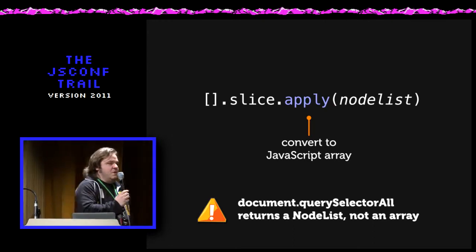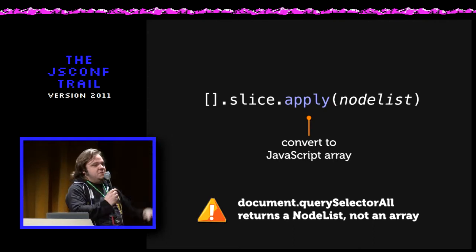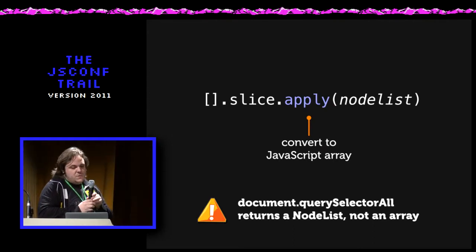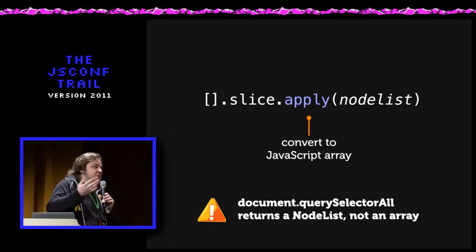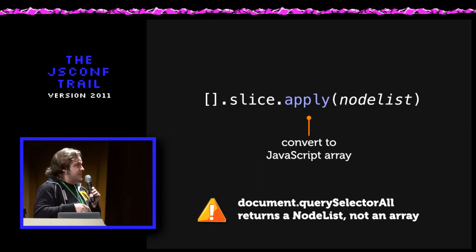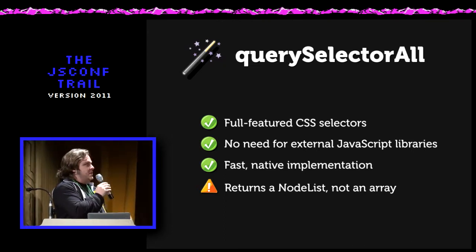Node list is a JavaScript array-like structure. You can convert it to an actual array if you call Array.prototype.slice.apply, or you create an empty array and call .slice. And it's more or less doing the same thing that Sizzle does, right? And there are other JavaScript-based CSS selector engines actually. So querySelectorAll, full-featured CSS selectors.